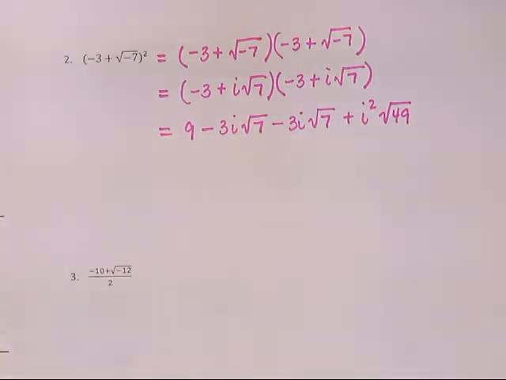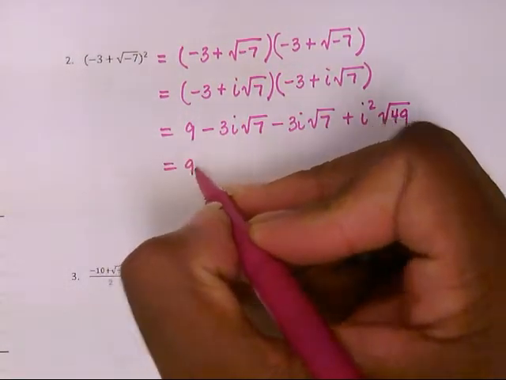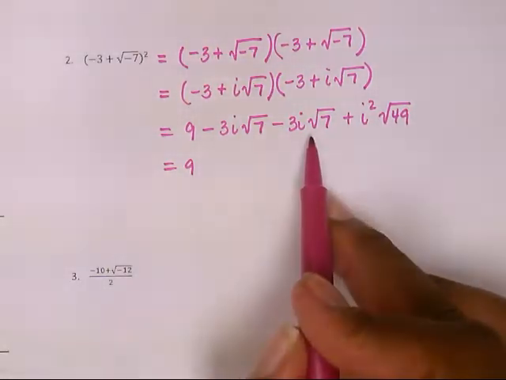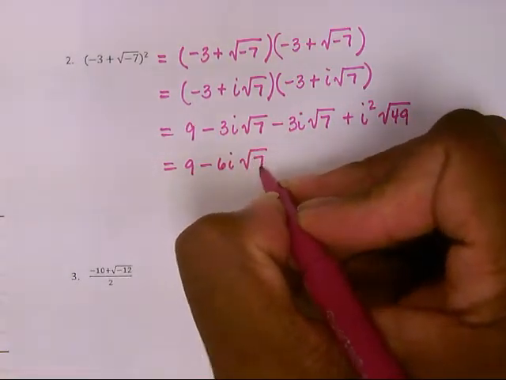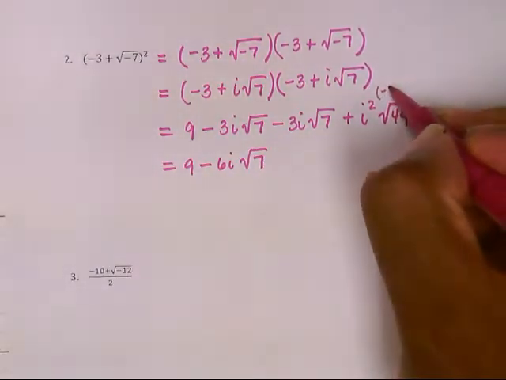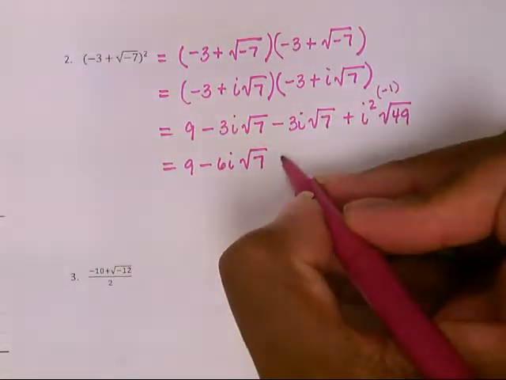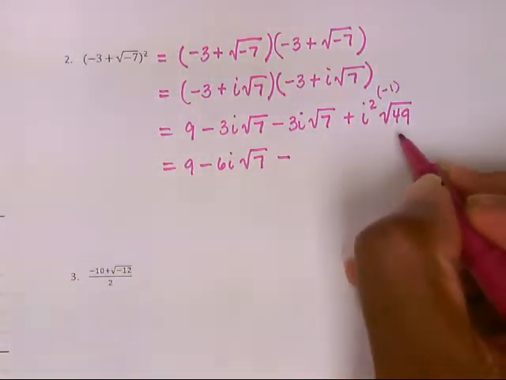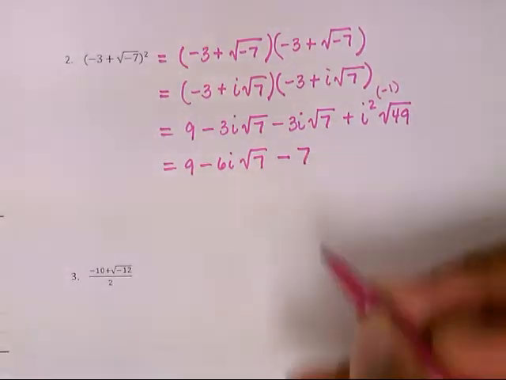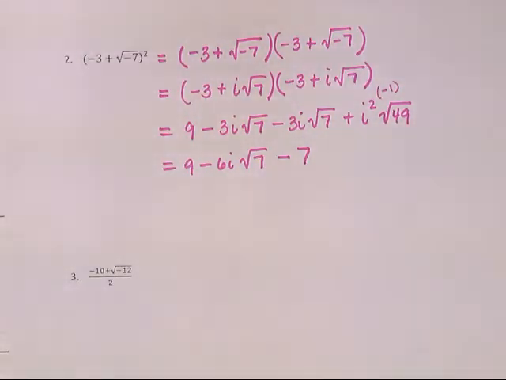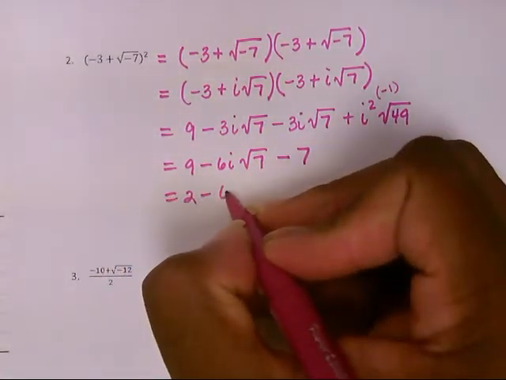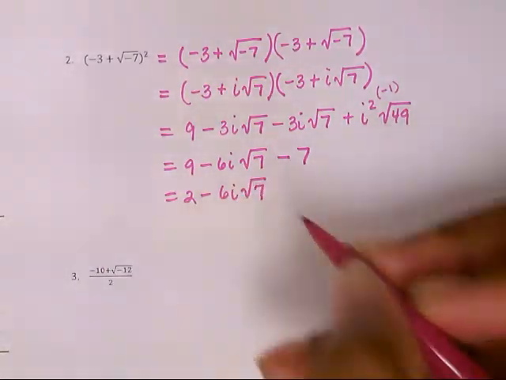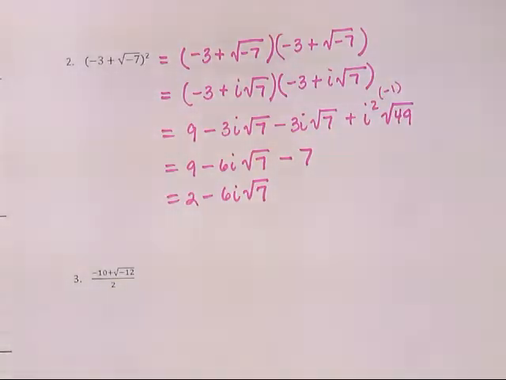Now here I'm going to simplify all of this. Bring this 9 down. Negative 3i plus negative 3i would be a minus 6i square root of 7. Let that out. This i squared will become negative 1. And the negative 1 will make the plus a minus. And then I can take the square root of 49. That's going to be 7. So now I got 9 minus 7. That's going to be 2 minus 6i square root of 7. And that will be the final answer to that particular example.